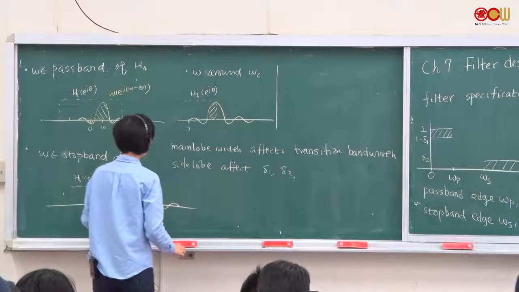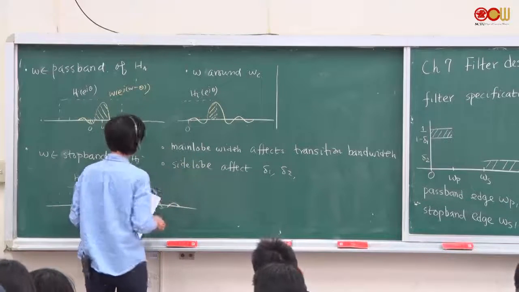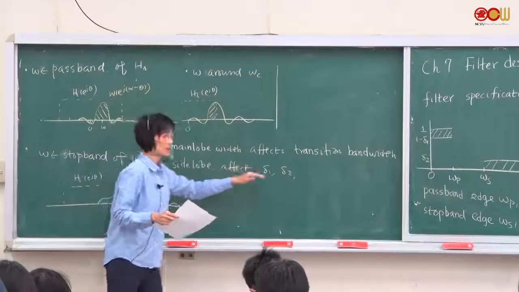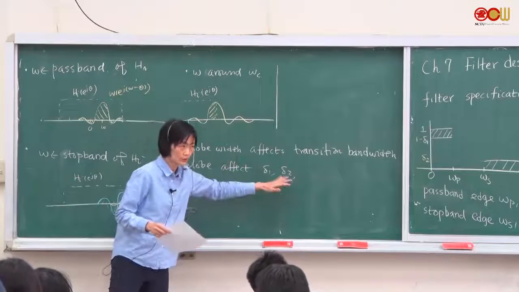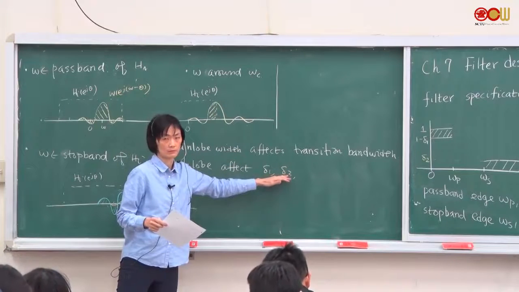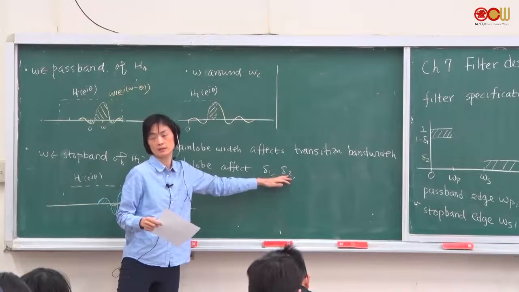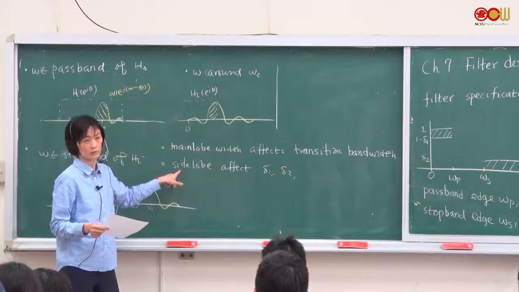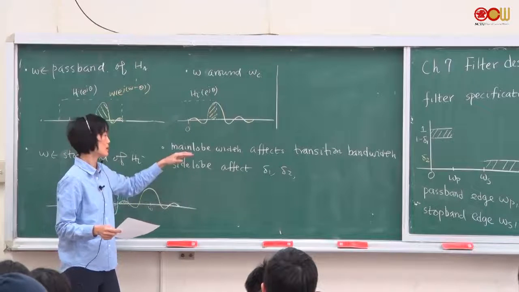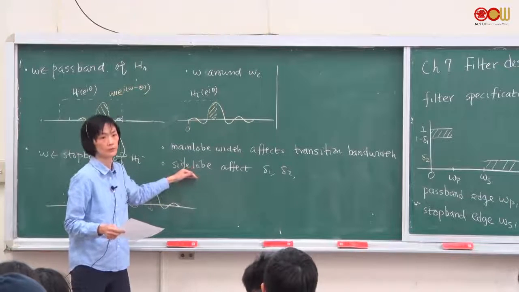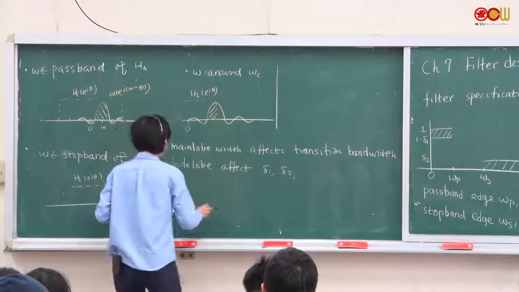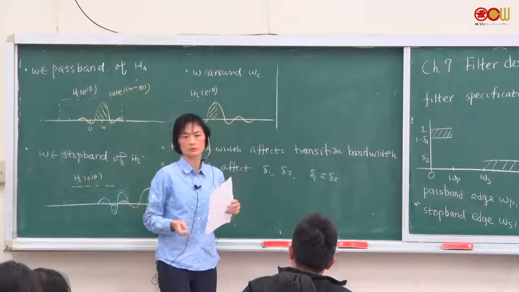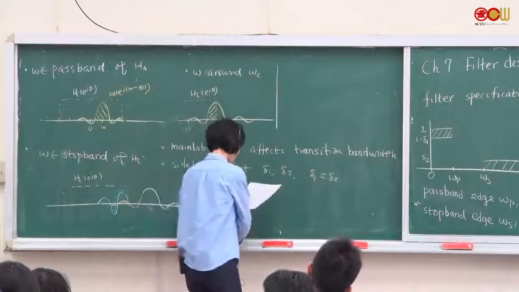Okay. And because the same side lobes affect the passband ripple and also the stopband ripple size, the ripple sizes will be quite similar, because they are both affected by the side lobe. Okay. And delta 1 is similar to delta 2. They are on the same scale.